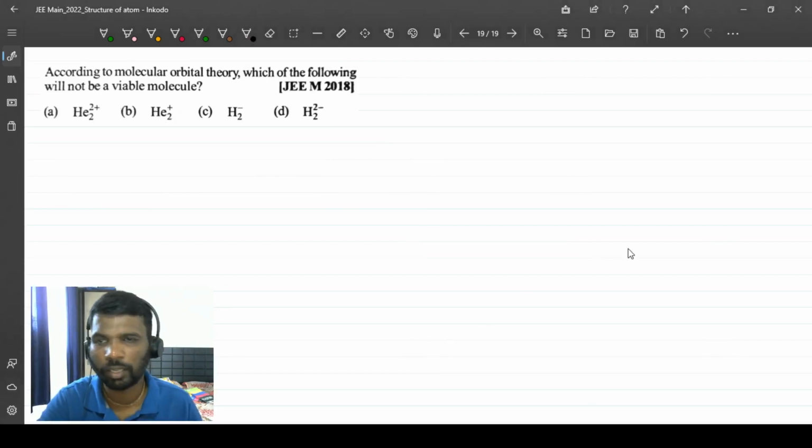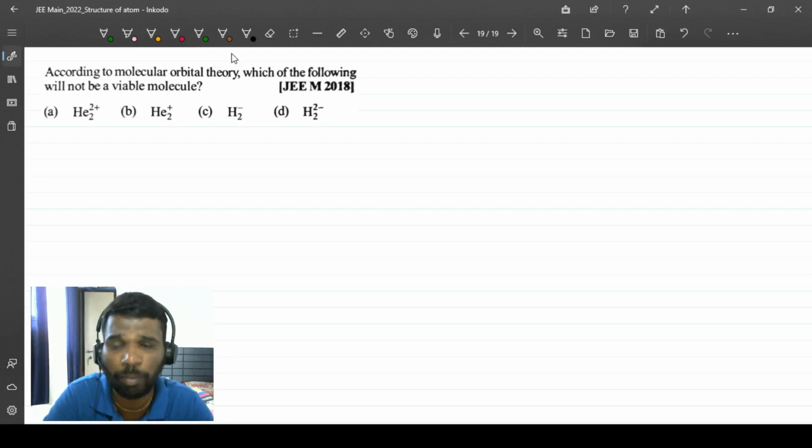So here there is another question which is based on the molecular orbital theory. According to the molecular orbital theory, which of the following molecules is not viable? Not viable means there shouldn't be any bond order. Bond order should be zero, right, for that molecule.